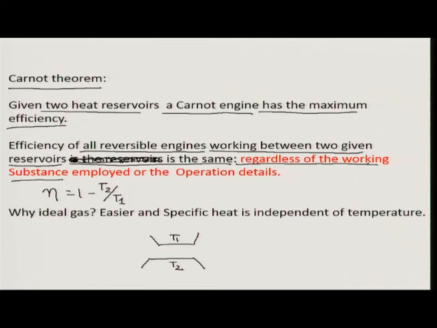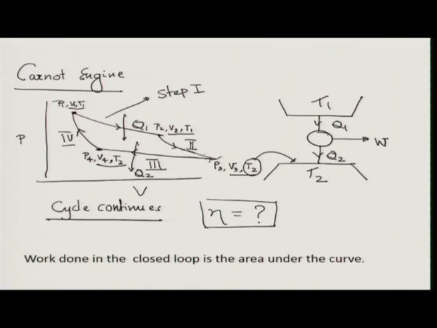And regardless of the working substance employed or the operational details, which means, as I have been repeatedly telling you, the order in which you perform your Carnot cycle is not important. For example, one could have started from here, P3, V2, T2, or from here, or from here. It does not matter which order you perform the operations, efficiency will again be 1 minus T2 by T1, and always less than 1 because T2 cannot be absolute 0.